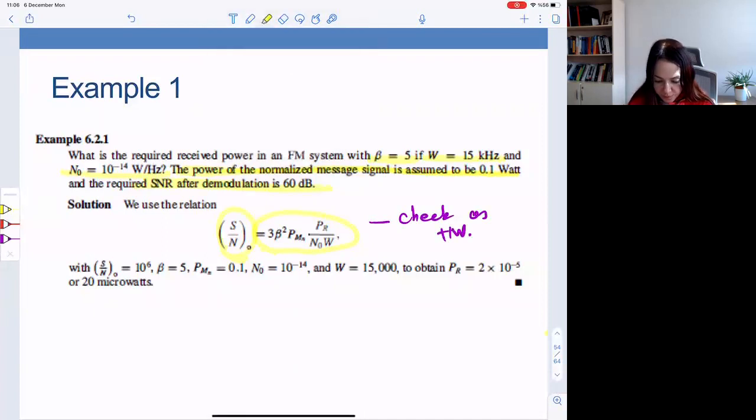Now, the output SNR is required to be 60 dB. What is 60 dB? 10 to the 6. Beta is given to be 5. Message power is given already, N naught is given, W is given. So from that, you can simply arrive at the received power equal to twice 10 to the minus 5, or 20 microwatt.